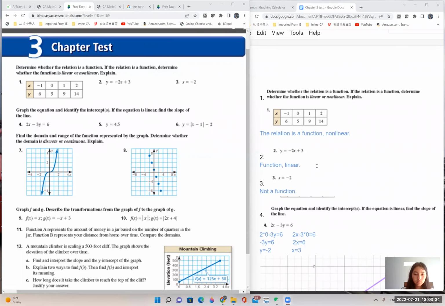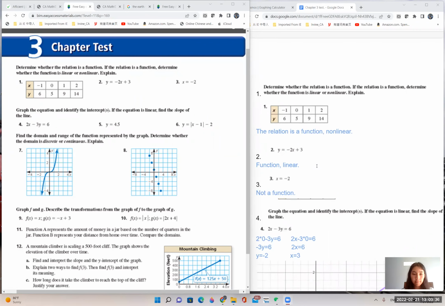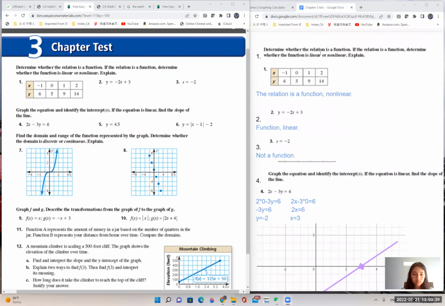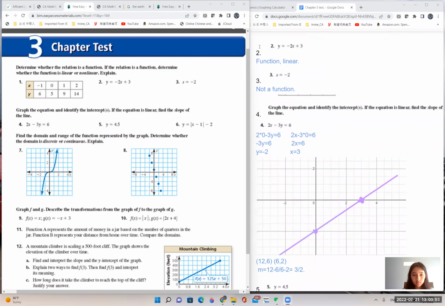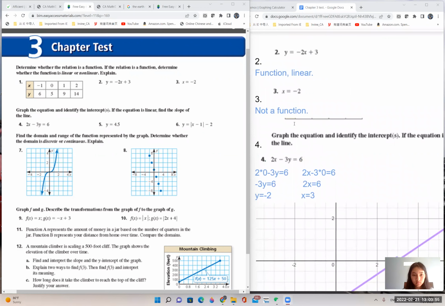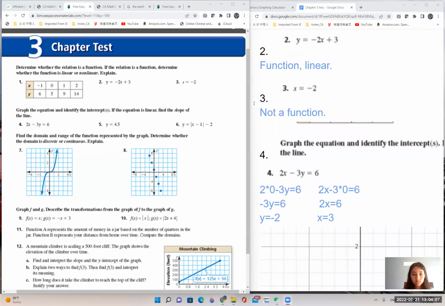好的，Chapter 3 test problem 1. Judge if it's a function or not, right? Okay. Function non-linear. 好的，Problem 2. Function linear, not a function. 3. Yeah, problem 3. Why is not a function?